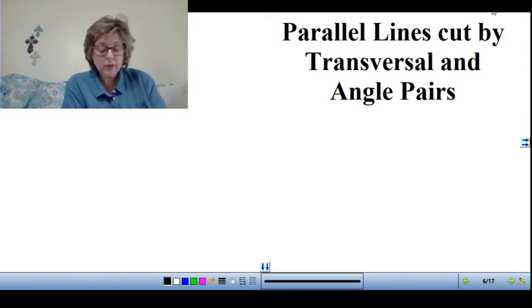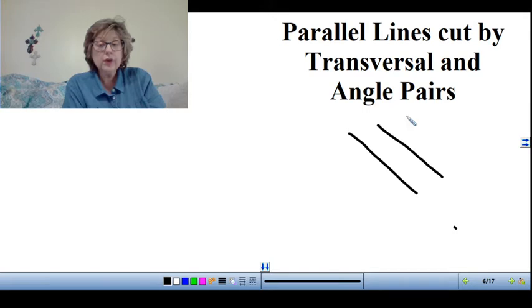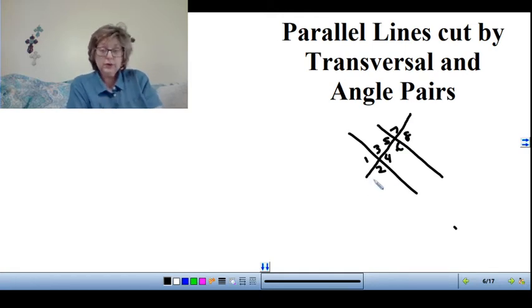Hello. Okay, today we're going to talk about parallel lines cut by a transversal and the angle pairs that arise from those. Now, parallel lines, of course, y'all know, are two lines that never intersect. The transversal is a line that intersects both of them in some way. When you do that, there are 1, 2, 3, 4, 5, 6, 7, 8 angles that arise. So anytime two lines are cut by a transversal, 8 angles come up.